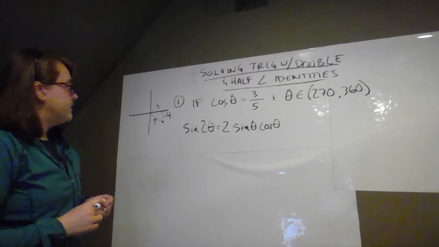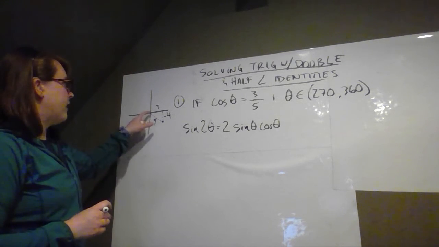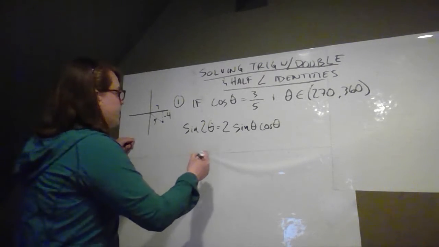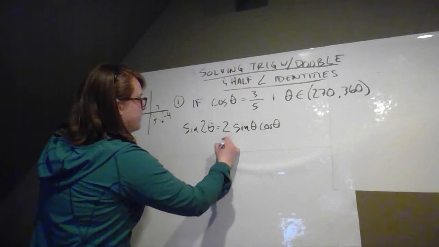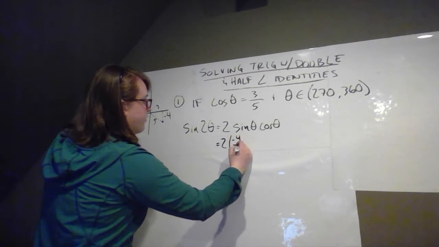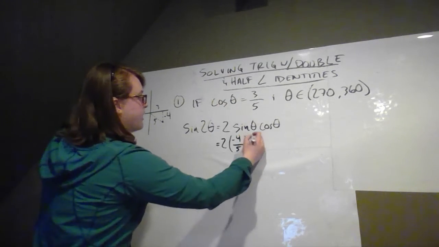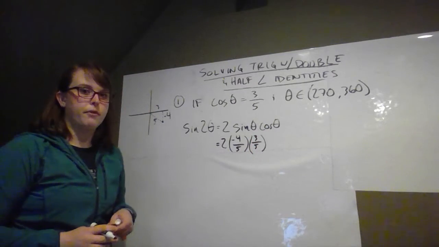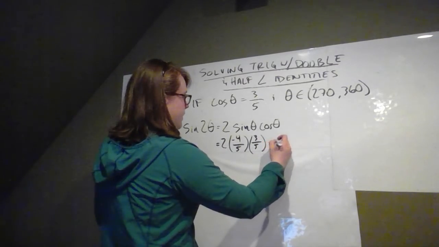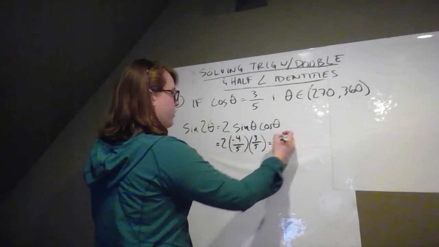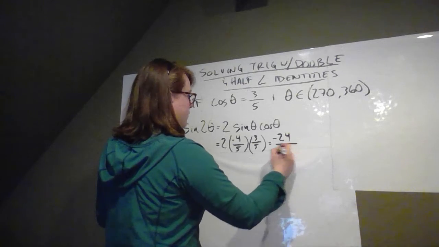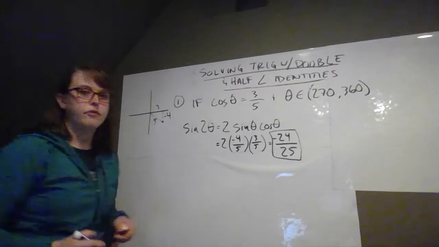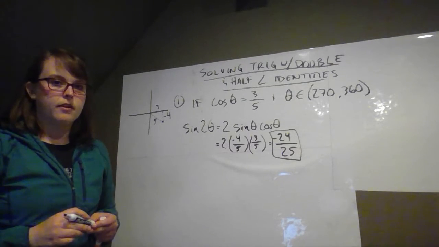Anyway, so to figure out what sine is, all we have to do is go, okay, opposite over hypotenuse, -4/5. So we get 2 times sine, which is -4/5, times cosine, which we already have, which is 3/5. And then we just multiply through to get -24/25. So sine of 2 theta would be -24/25. Okay.